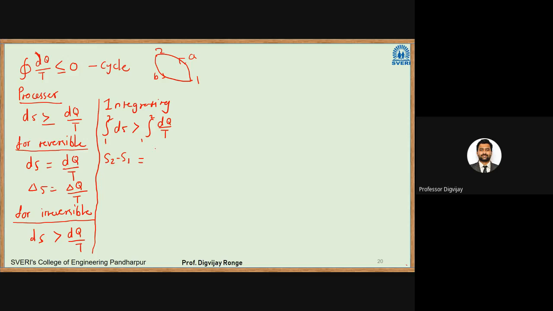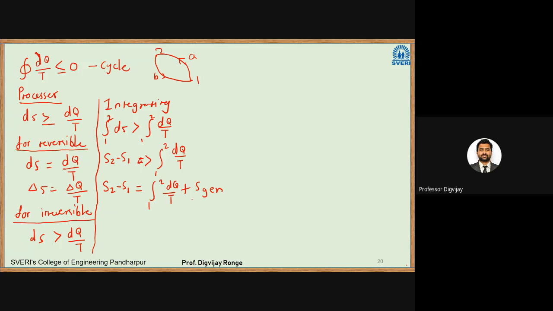This will not be equal to, this will be greater than integration 1 to 2 dq by T. To balance this equation, we have to introduce the entropy of generation. So s2 minus s1 will be equal to integration 1 to 2 dq by T plus entropy of generation.